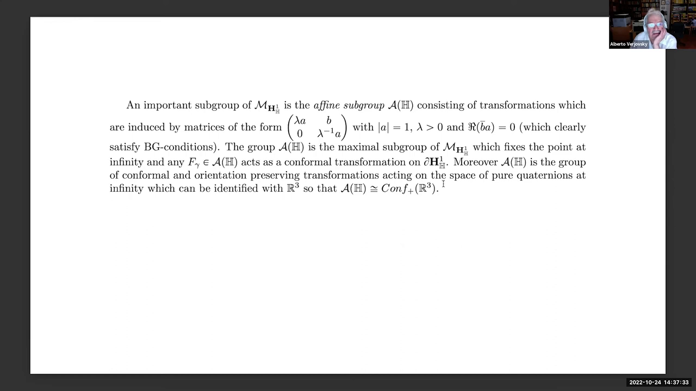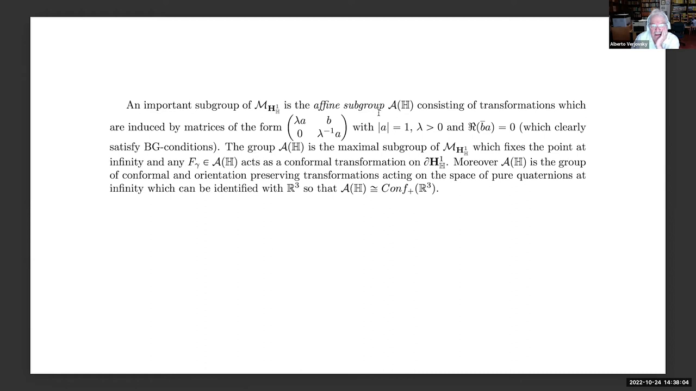This group, the group of Möbius transformations that preserves the upper half plane, contains a special subgroup, the affine group. You see, in the complex plane, the matrices that have zero in the lower left part, so of the form A, B, 0, D, form the affine group. And here it is the same thing.